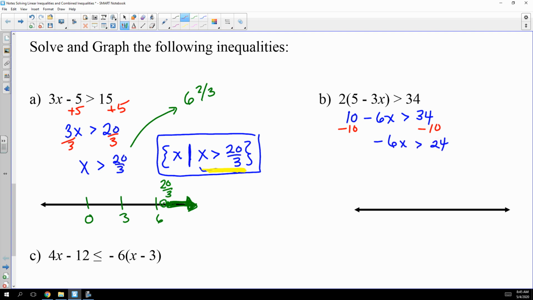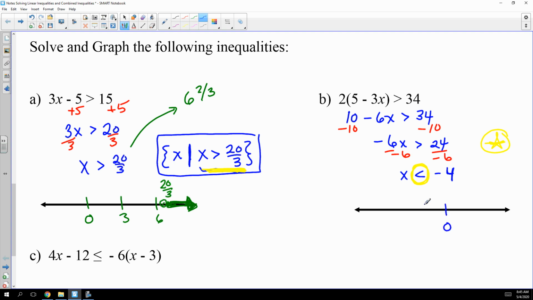Now we need to divide everything by negative 6. Watch out. Remember, this is the one that you're going to watch out for because you are now dividing by a negative number. So you have to change the direction of your inequality. X is less than negative 4. That's the key thing that happened there, is that we divided by a negative 6, so we have to change the direction of the inequality.